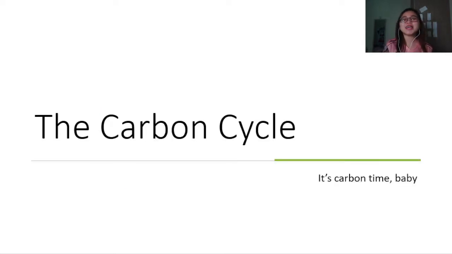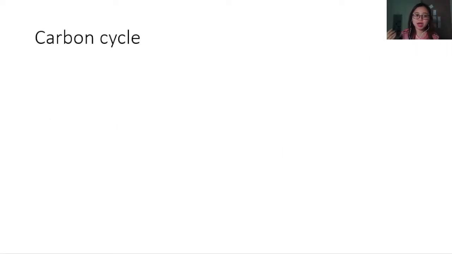We'll talk about the carbon cycle. To learn about the carbon cycle, I would first like to introduce you to the main characters, which are the abiotic and biotic components. First of all, we have the carbon dioxide that is found in the atmosphere. Secondly, we have dissolved carbon dioxide in aquatic environments.